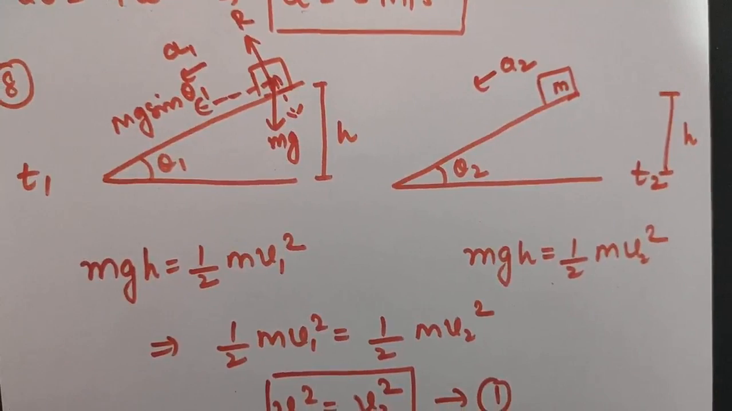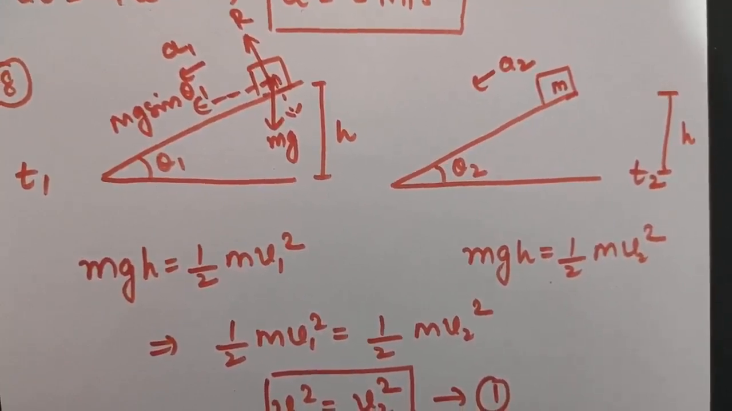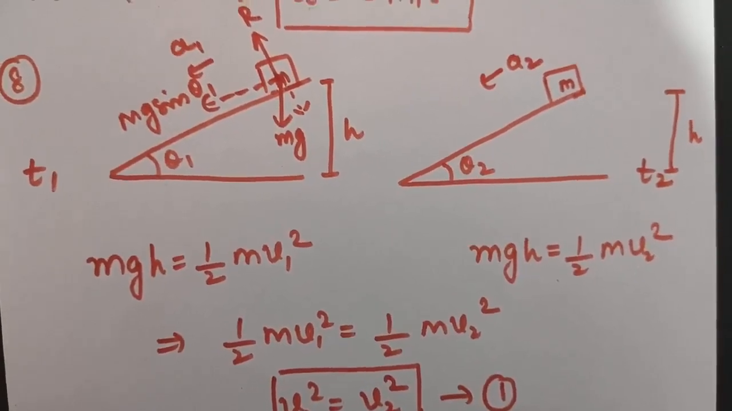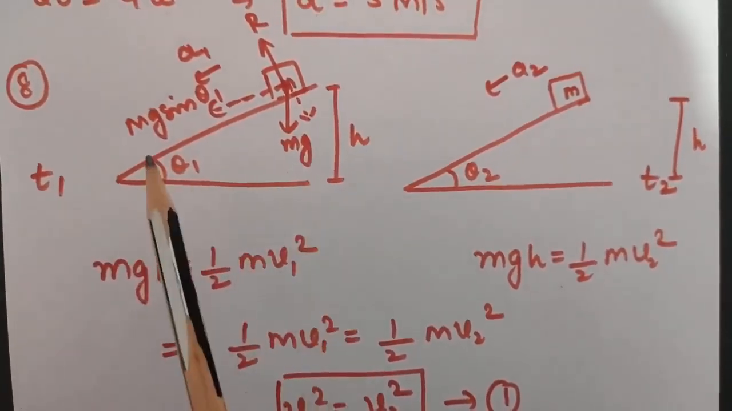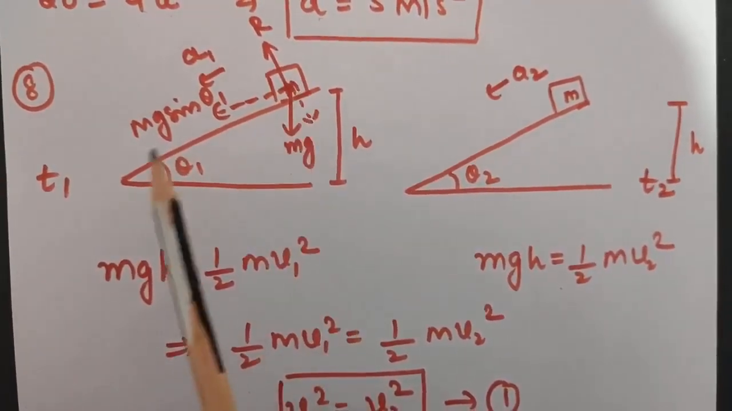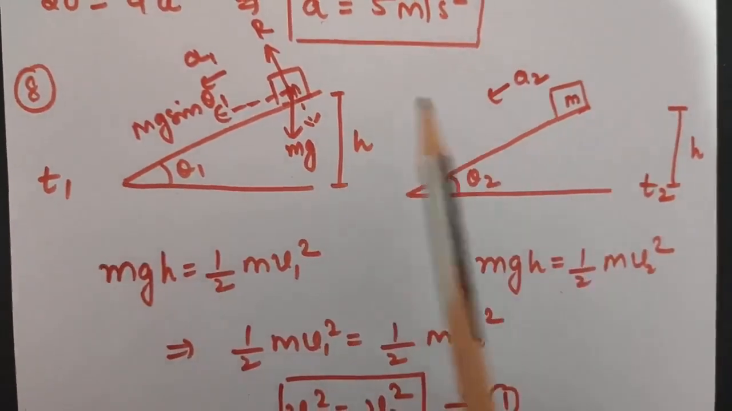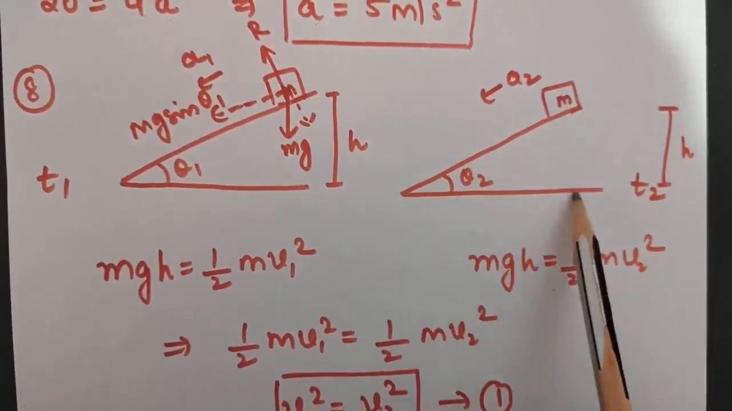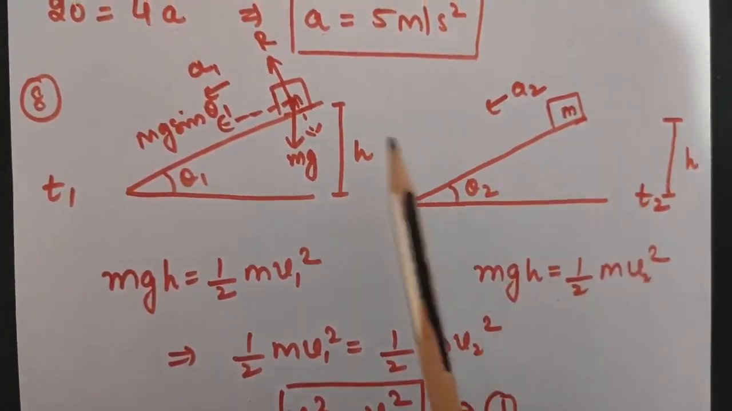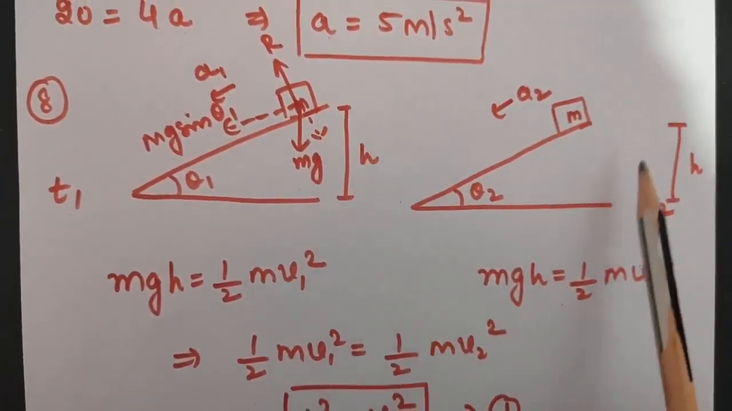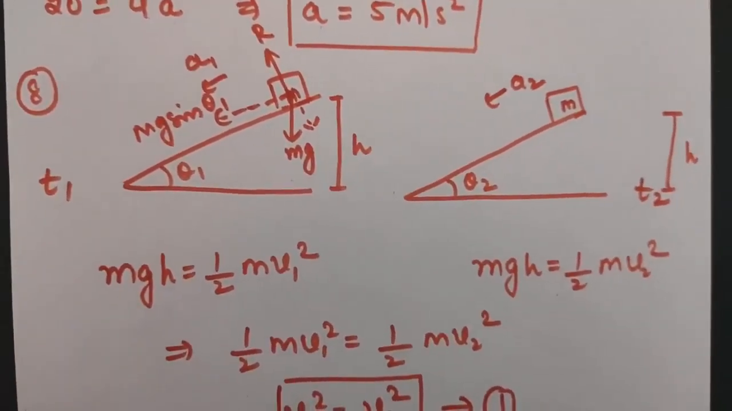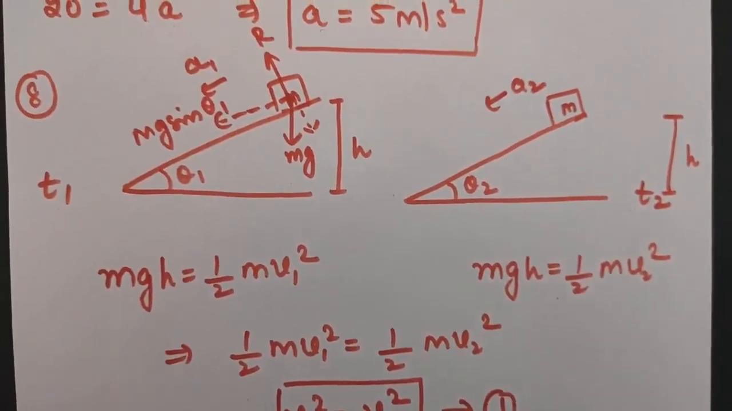It says a block released from rest from the top of a smooth inclined plane of angle theta 1 reaches the bottom in time t1. That is, suppose there is an inclined plane of angle theta 1. This block, when released from rest from here, reaches the bottom in time t1. The same block, if released from an inclined plane at an angle theta 2, reaches the bottom in time t2. It is given that the height of both the inclined planes is the same. That is, the height I am taking to be h. Then you have to calculate the relation between t1 and t2.